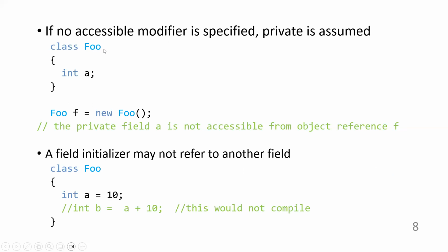Here we have class Foo, and we say int a, and we create new. Why does it say that it's going to give us an error? Anybody can tell? Any guess?